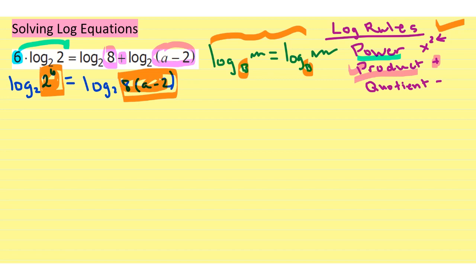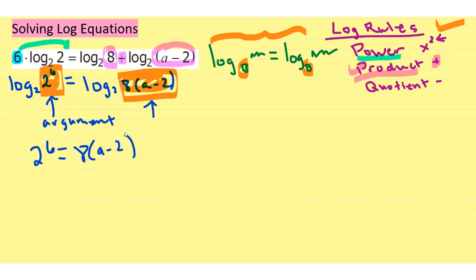We call those arguments. This piece right here, the log base 2 of something, this is the argument, and that's also an argument. So we can set those equal to each other. We can say 2 to the 6th is equal to 8 times a minus 2.